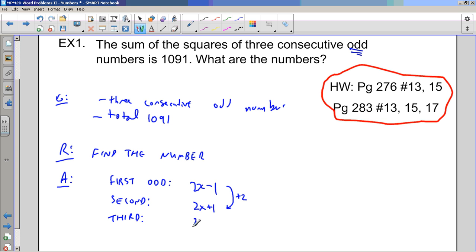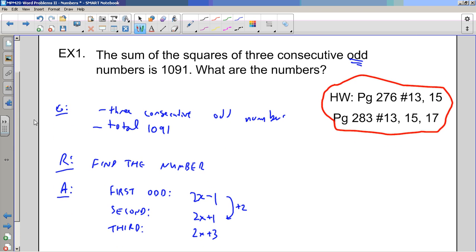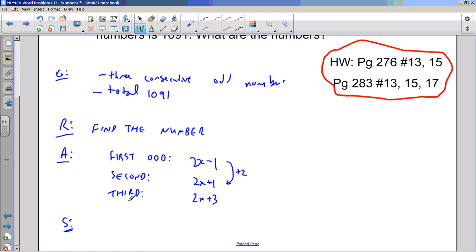Then the third odd number would be 2 more away. At some point here, this is kind of like my setup, and then I'm going to get into my solution around here somewhere. I need to set up a statement: the sum of the squares of the numbers. Well, what are the squares of the numbers? And this is where I get that it's going to be a parabola. Well, it's that number squared plus that number squared plus the third consecutive odd number squared is equal to 1091.